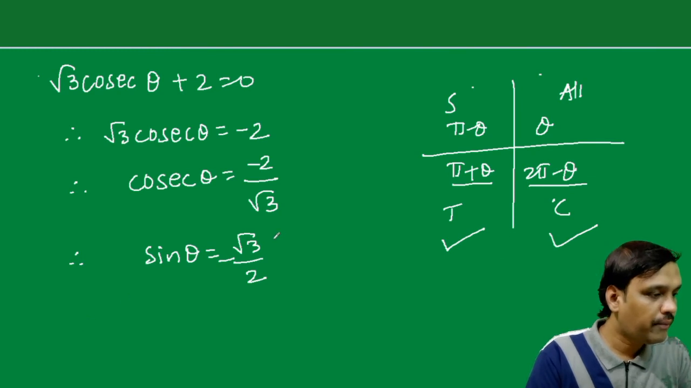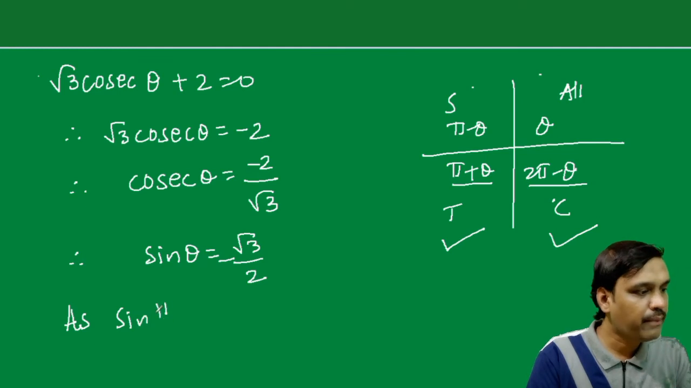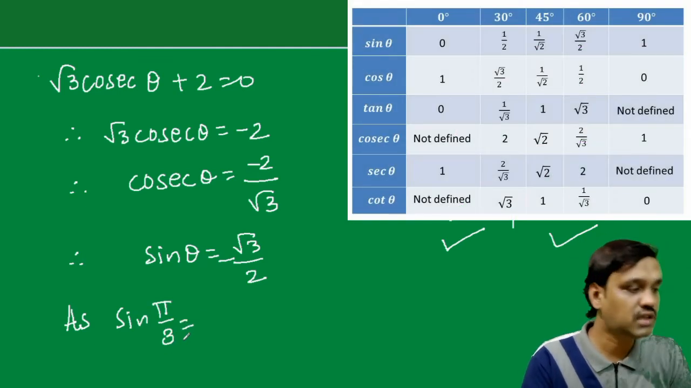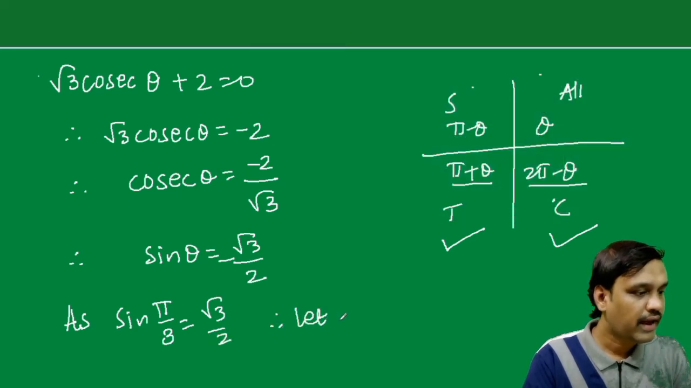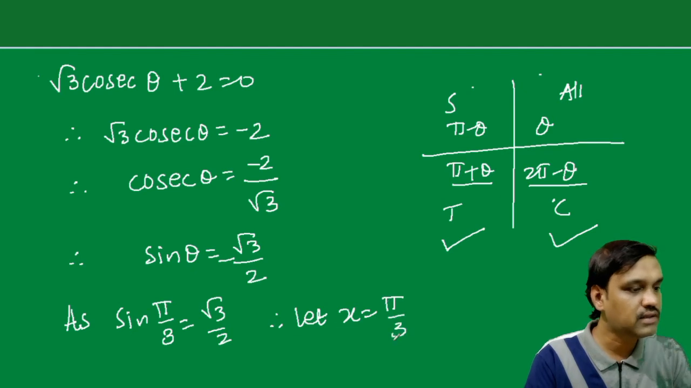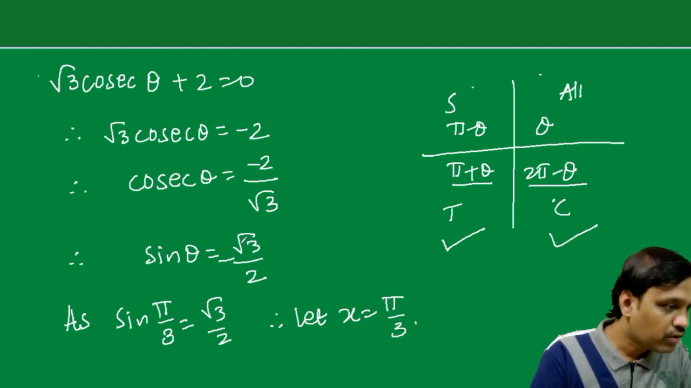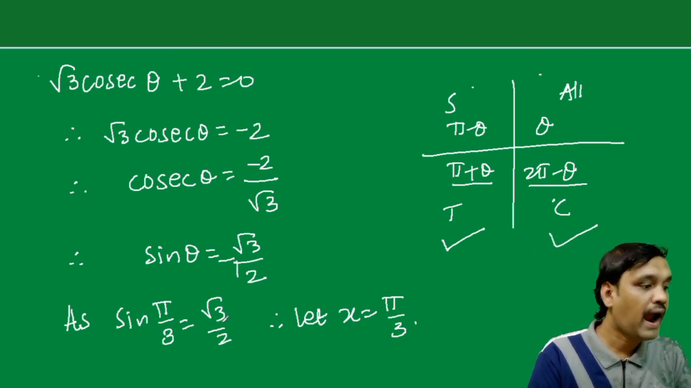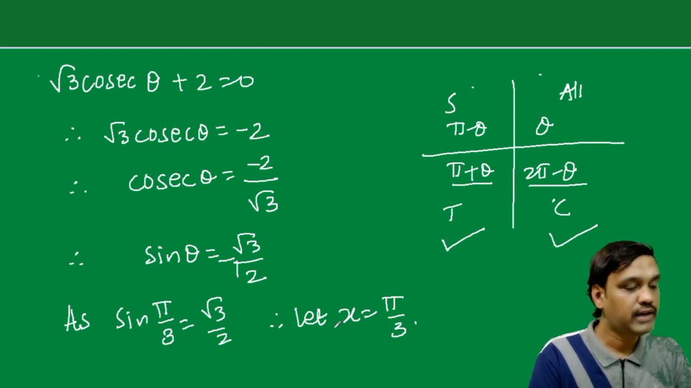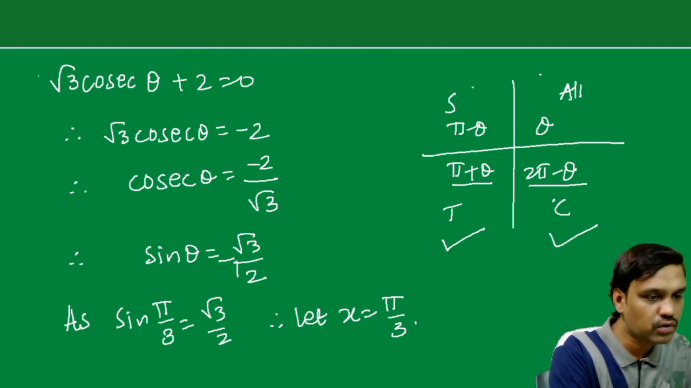Initially, you are going to consider this positive value, root 3 by 2. Now we can say sine of what? Pi by 3. See, sine of 60 degrees is root 3 by 2. So therefore we let x is equal to pi by 3, that is sine of 60. We are going to consider the positive value root 3 by 2, and for that positive value we are going to find the angle. We call it x, which is pi by 3. Now with the help of this x, we are going to solve further.